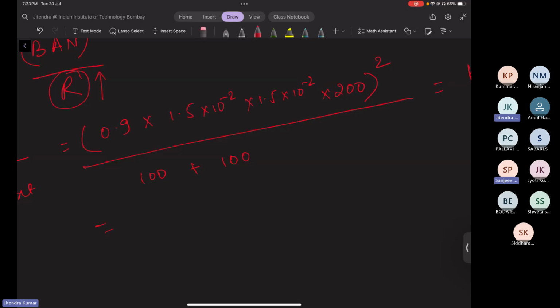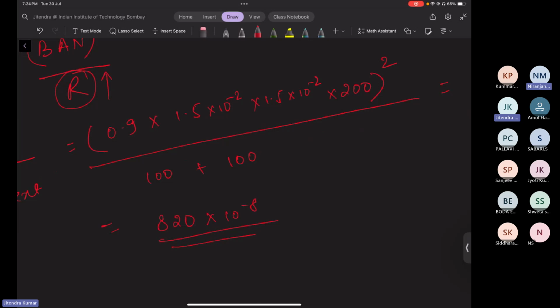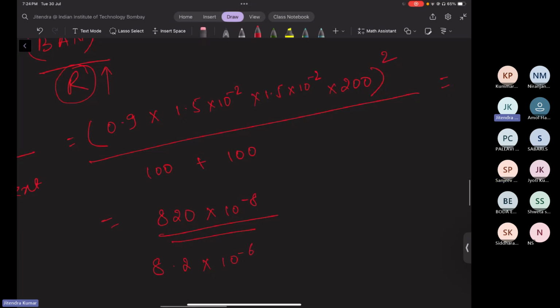Sorry, there is some noise there. Please repeat it, or you could also type in the chat box. Yes, Sanjeev, go ahead. 8.2 into 10 to the power minus 6. Okay, yes, so this is the damping constant you are saying. 8.2 into 10 to the power minus 6. Okay. And the unit?